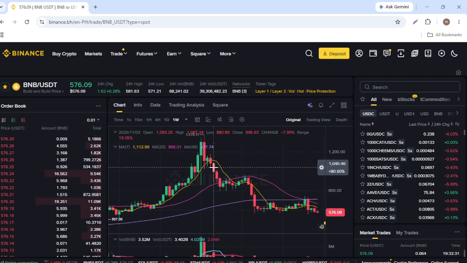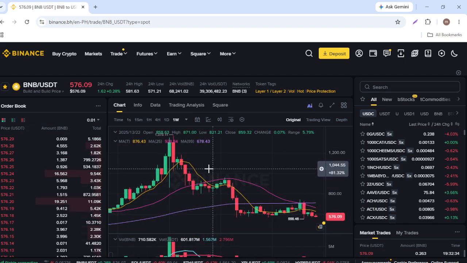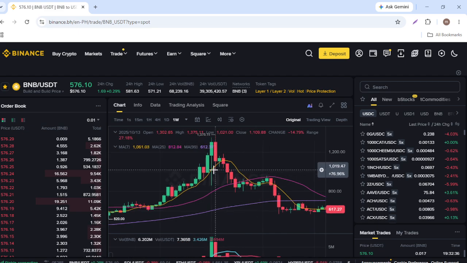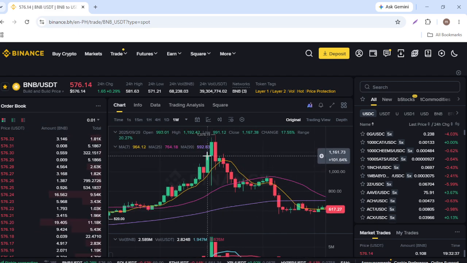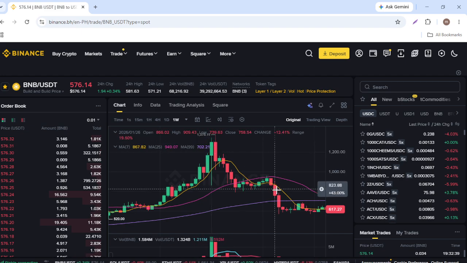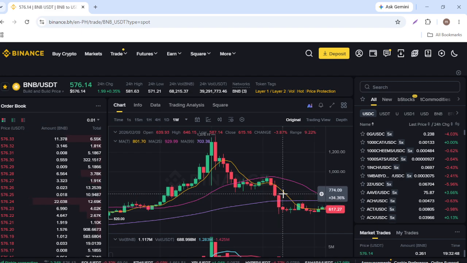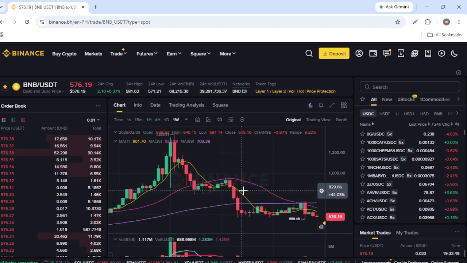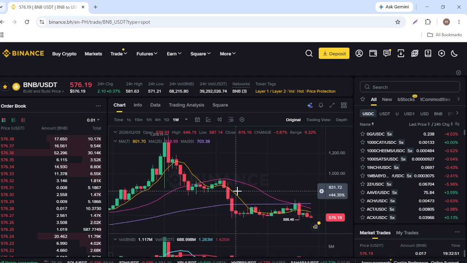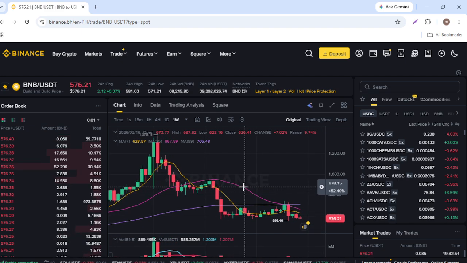Next, look at the candlesticks. Each candle represents price movement during the selected time frame. A green candle usually means the price went up during that period, while a red candle means the price went down. Each candlestick has 4 important parts: the open, close, high, and low. The open is where the price started, the close is where it ended, the high is the highest price reached, and the low is the lowest price reached during that time.